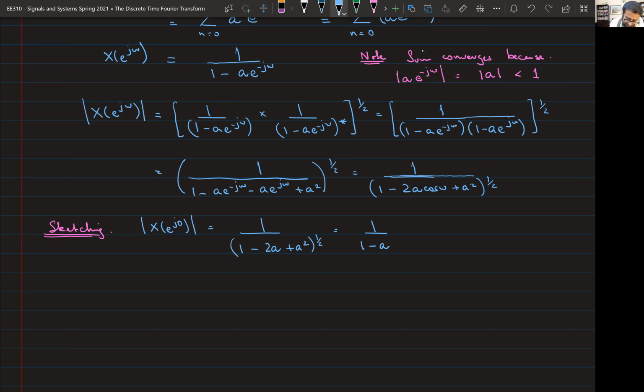Okay, and let me look at the other extreme, which is X of e raised to j pi. What does the absolute value look like at a frequency of pi radians per sample? This is 1 plus 2a plus a squared raised to power half, and this is 1 upon 1 plus a.